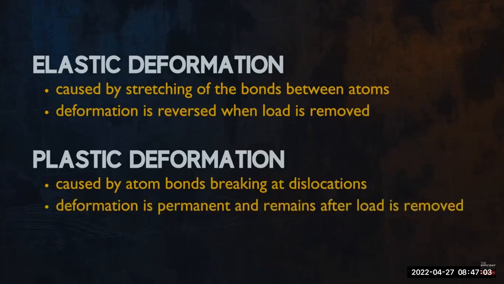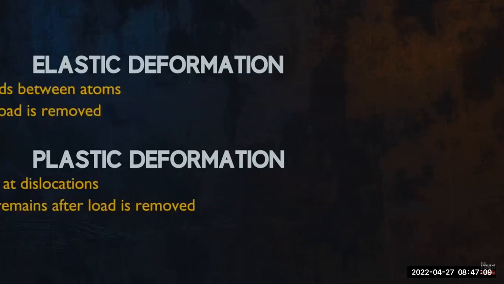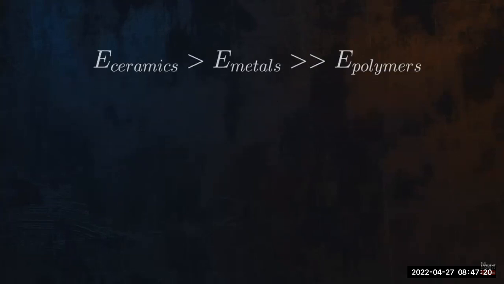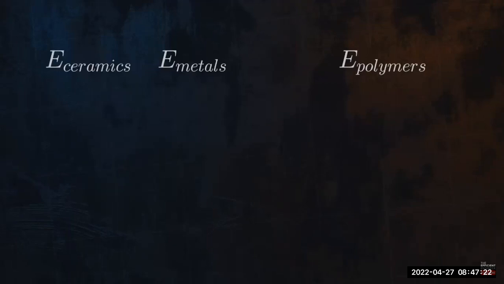This is why elastic deformations are reversed when the load is removed, but plastic deformations are not. I mentioned earlier that Young's modulus is smaller for polymers than it is for ceramics and metals. This is because it is the weaker intermolecular bonds in polymers that determine the material's stiffness, rather than the stronger atomic bonds.